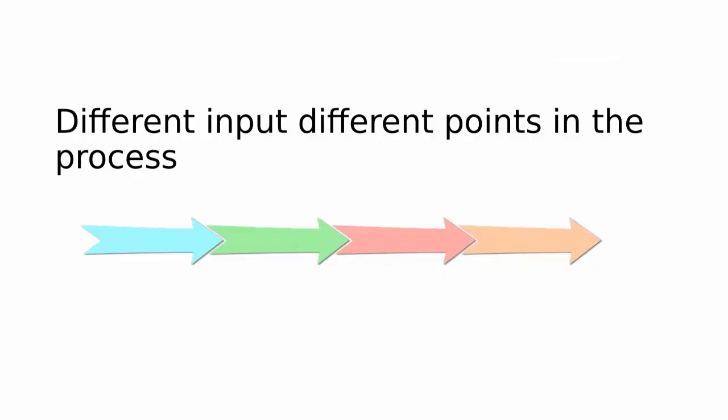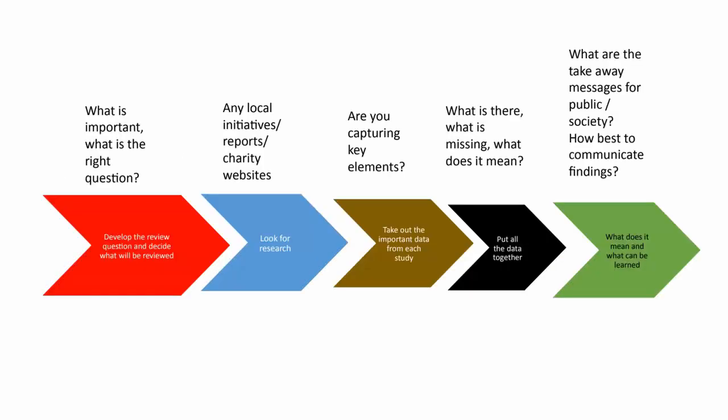So what I tend to find is that public contributors give us different input at different points in the literature review process. So that's really important to think about, that roles can change according to what type of review you're doing and where you want their input.